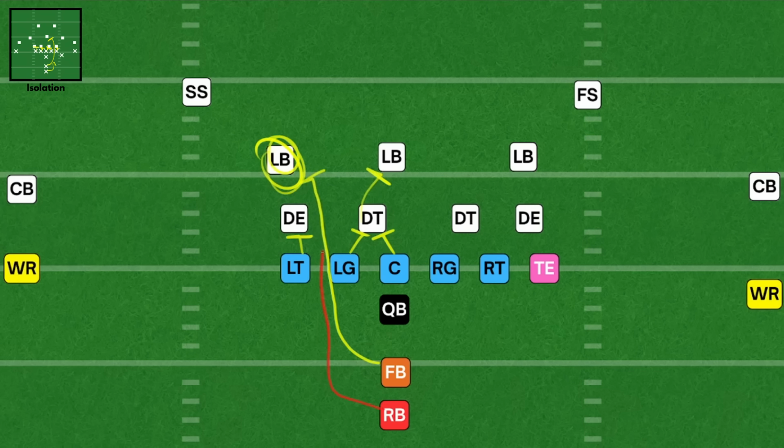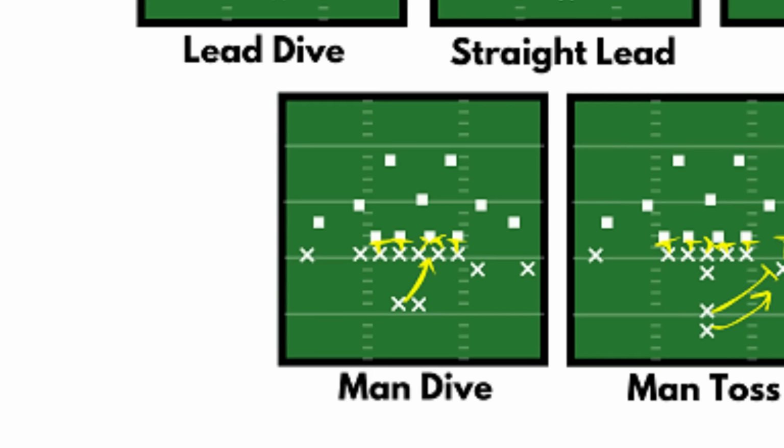The running back's job is simplified but not easy. Follow your lead blocker through the predetermined gap and run behind his block. There's no reading or decision-making like zone concepts. The back aims for this specific gap, trusts that this fullback will handle the key defender, and follows him through the created lane. Man dive.